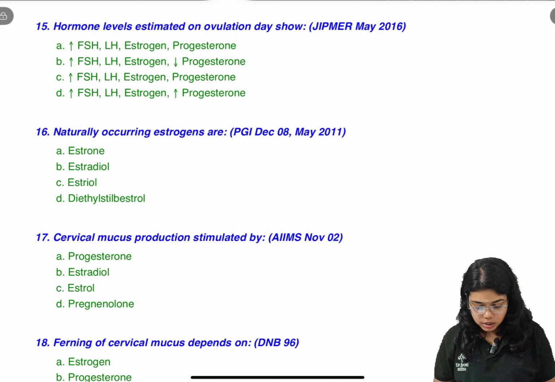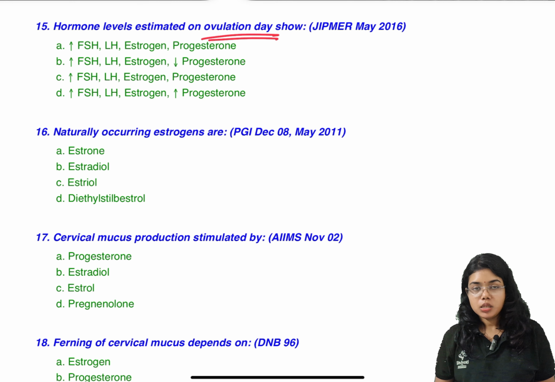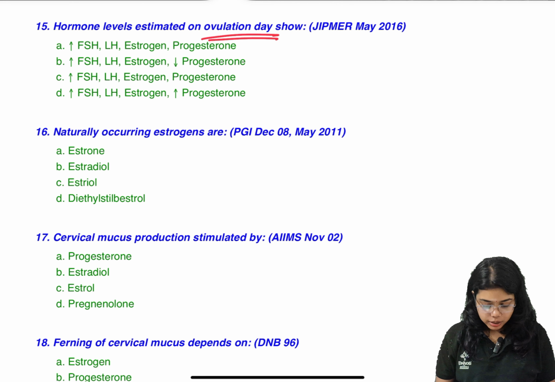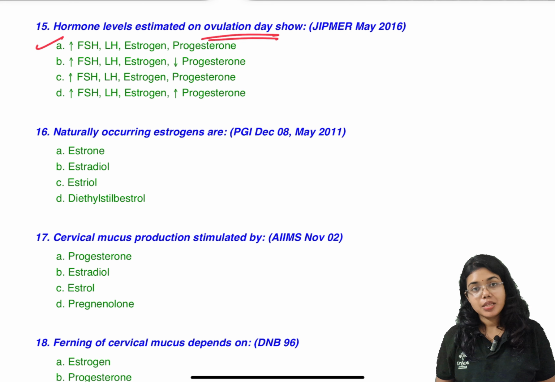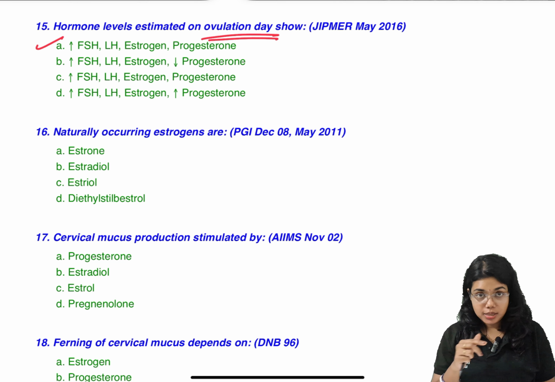Then, hormone levels estimated on the ovulation day show. I've told you about the hormonal changes in detail in the video, so just go through that thoroughly. On the ovulation day, there will be an increase in FSH, an increase in LH, the estrogen will be at peak, and there will be increasing levels of progesterone. So all the hormones will be at increasing levels.